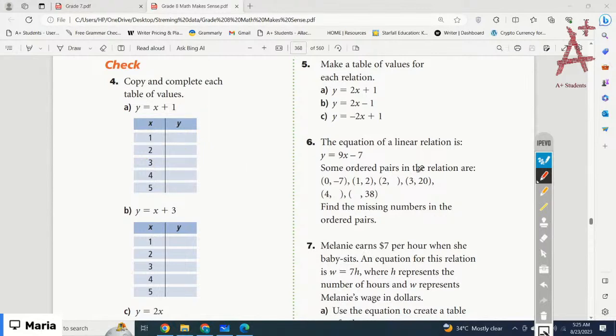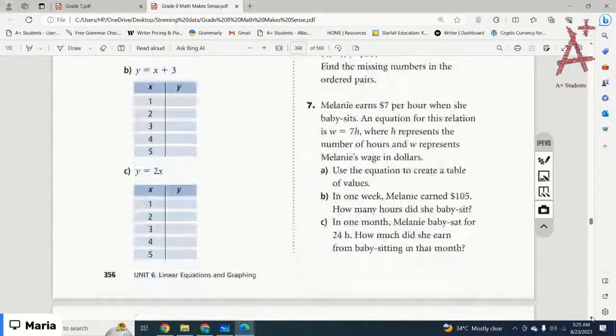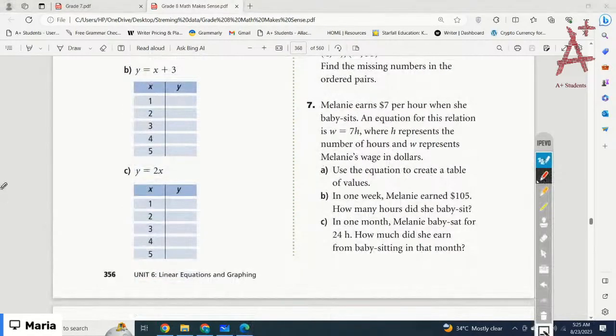Then the next one is B. y equals x plus 3. Replace the x one by one. 1 plus 3, 4. 2 plus 3, 5. 3 plus 3, 6. 4 plus 3, 7. 5 plus 3, 8. Same this way. 2 times x. 2 times 1 is 2. 2 times 2 is 4. 2 times 3 is 6. 2 times 4 is 8. And 2 times 5 is 10.